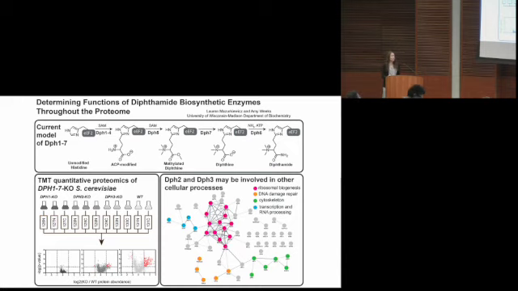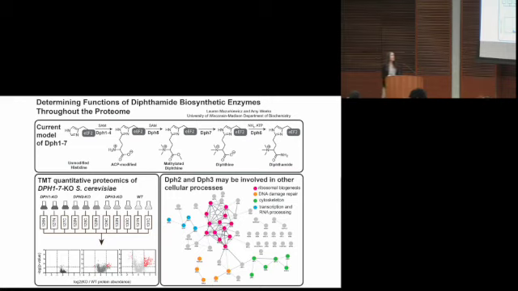So the goal of my project is to identify functions of diphthamide and DPH1 through 7 throughout the cell. To do this, we thought that a great tool would be discovery-based proteomics. To start off, I have been doing TMT quantitative proteomics, just to get a general idea of processes that DPH1 through 7 might be involved in.